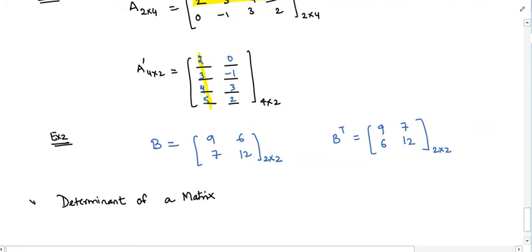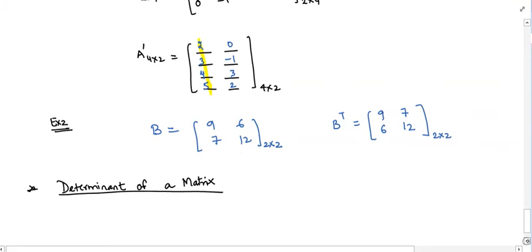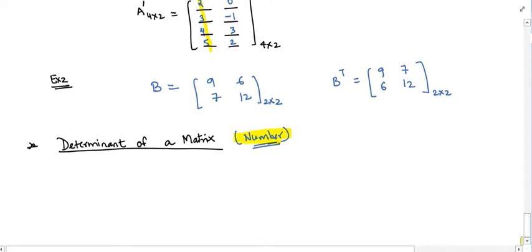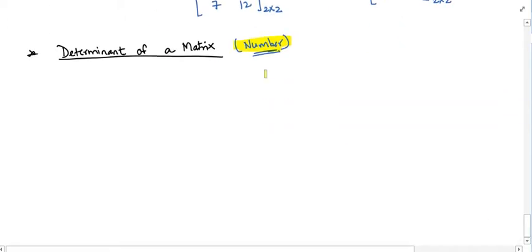Now this determinant is different from the previous operations. See, the determinant of a matrix is a unique number by which we can represent a matrix. So it will be a number. It will not be a matrix. This is the difference. So far, when we studied transpose, multiplication, addition, subtraction, the result comes out to be a matrix, but the determinant of a matrix is a number.